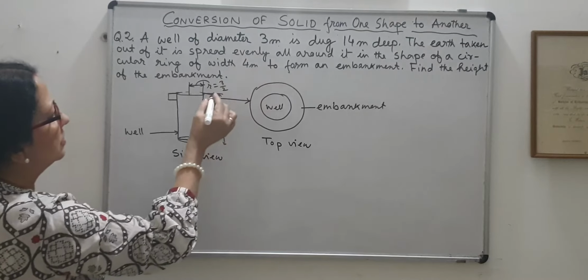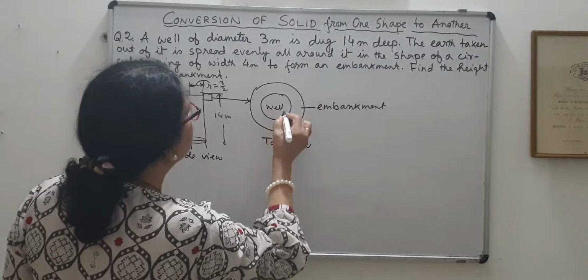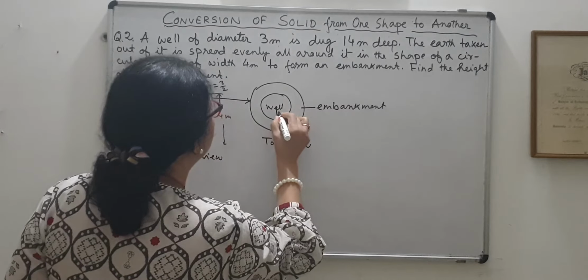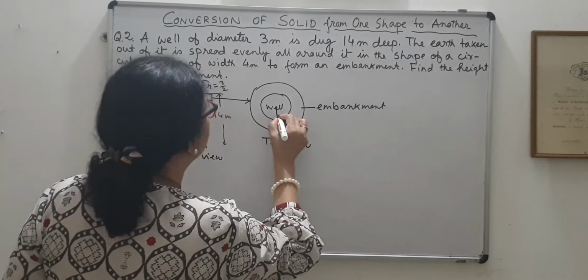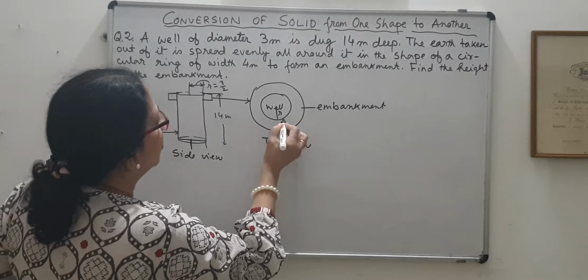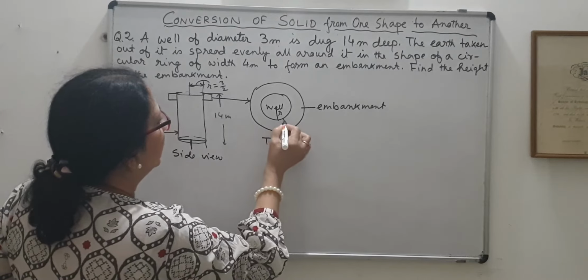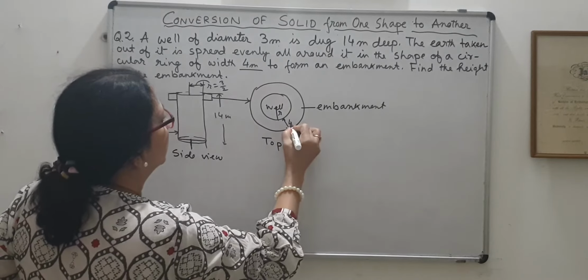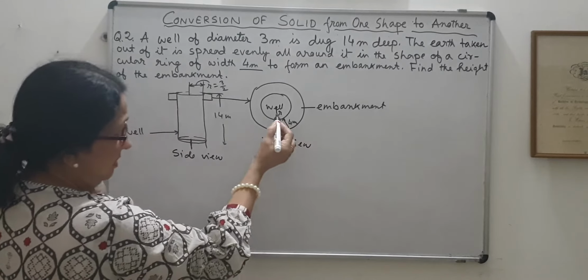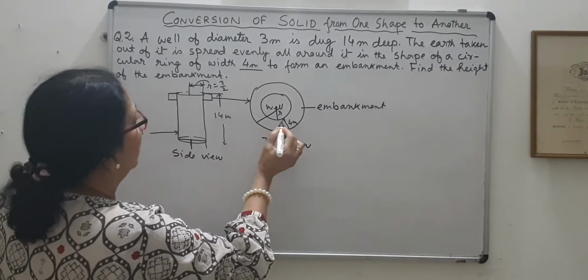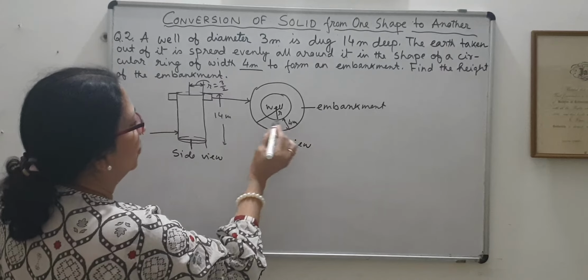The diameter is 3, so it is 3 by 2. Or I can say, this is the center. So this is your, say R. This is R, and this width is your 4 meter. So what will be the radius? This outer radius, it will be your 3 by 2 plus 4.